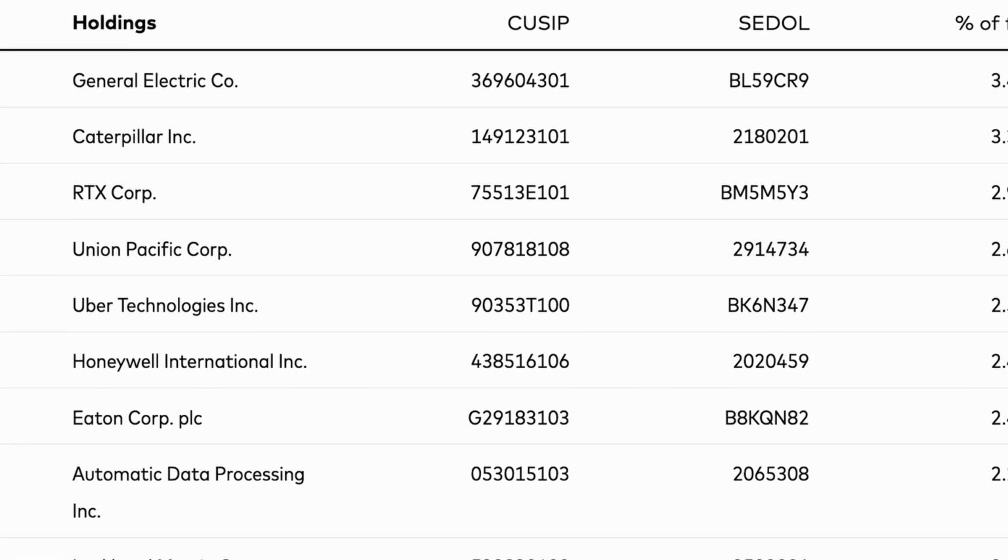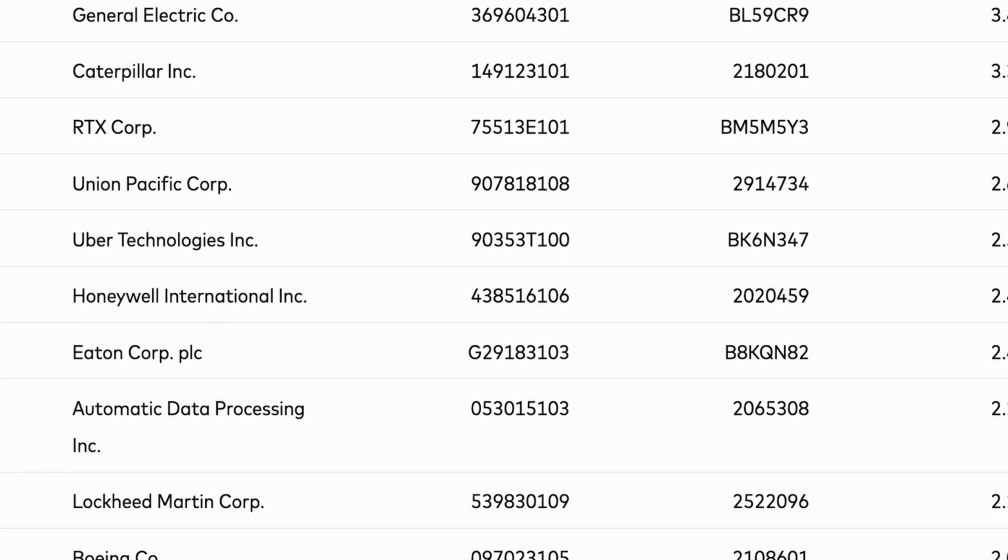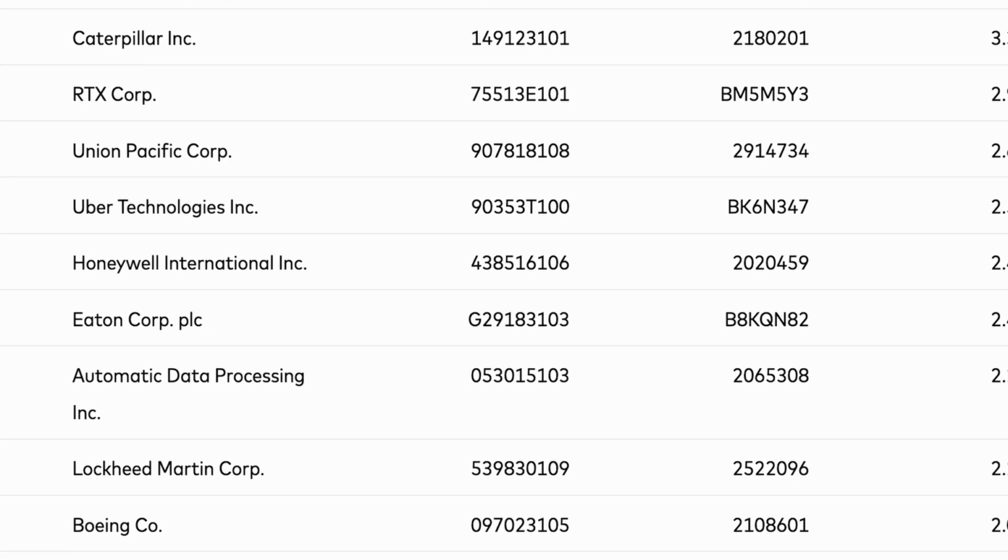The Vanguard Industrials ETF holds companies like General Electric, Caterpillar, Union Pacific. So yeah, these companies are obviously less tech focused, but are providing more hardware and equipment.